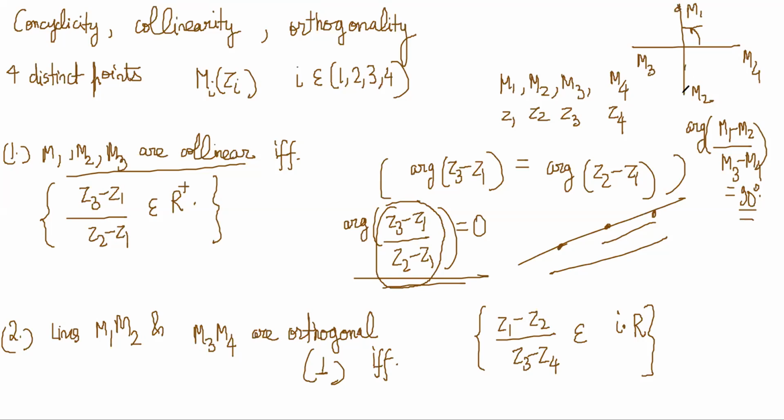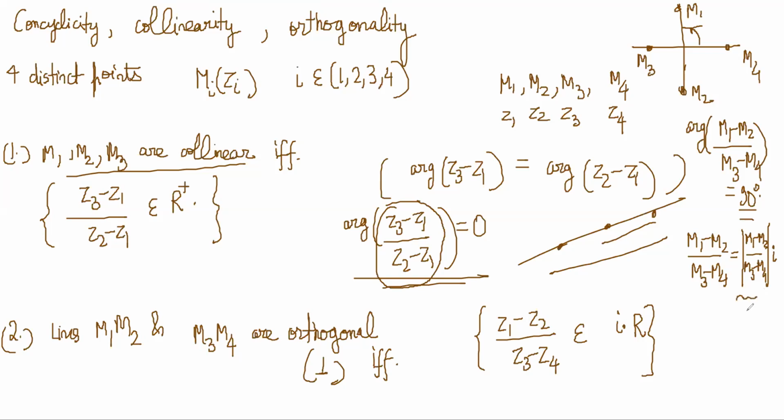If you take these 2 points and these 2 points, the argument of this line minus this line, this is this angle, no? Yes. That should be 90 degrees. That means if the argument is 90, then this particular complex number can be written like this: M3 minus M4 is equal to mod of M1 minus M2 by M3 minus M4 into e power i pi by 2, which is i.